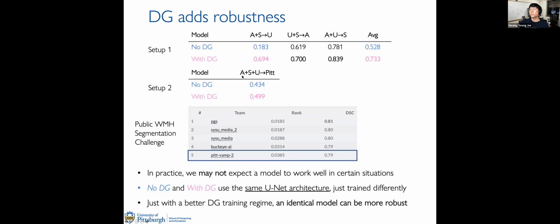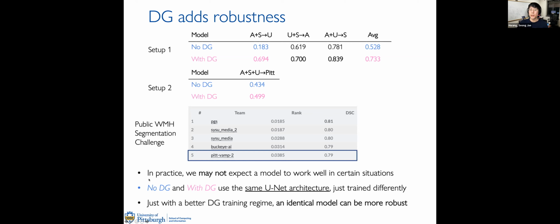And the last setup is when you train on these three data sets, Amsterdam, Singapore, and Utrecht, and test it on PIT, we also found some improvements. Still preliminary, but I think this gets the message across. This is also part of the white matter hyperintensity segmentation challenge. It's a public challenge, and I think it's working pretty well, as we're currently ranked 5th on it. And that's mostly because no one really cares about this challenge anymore.